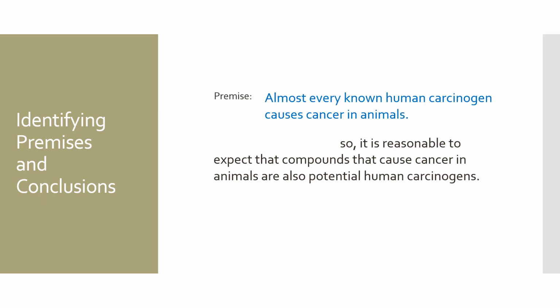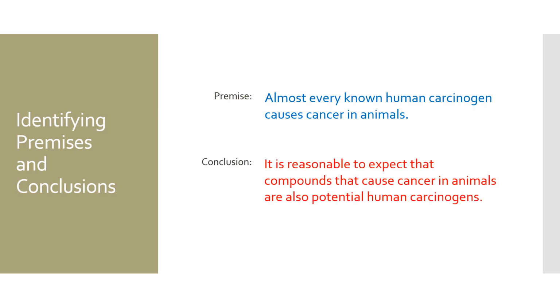Notice, in this particular argument, the premise is going to be almost every known human carcinogen causes cancer in animals. And what is this premise allegedly proving? Well, it's going to be trying to prove that we have good reason to think that if something causes cancer in an animal, then it's probably going to cause cancer in human beings. And again, if you think about this for a moment, it kind of makes sense. The conclusion is, if it causes cancer in animals, then it should cause cancer in human beings. And we know that because everything that we know causes cancer in a human being is going to cause cancer in animals.